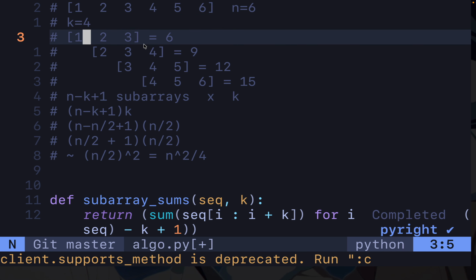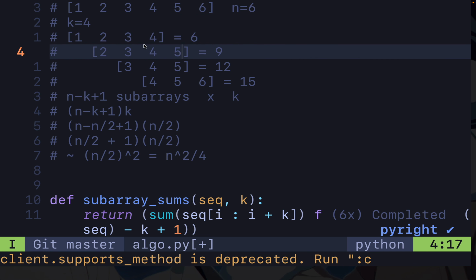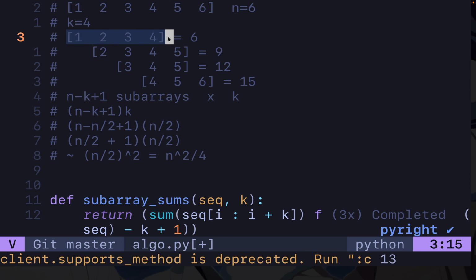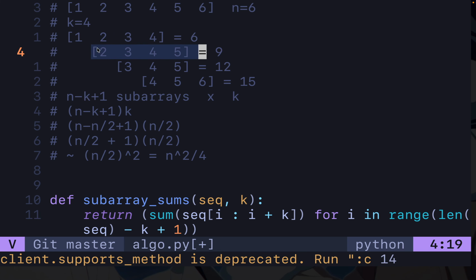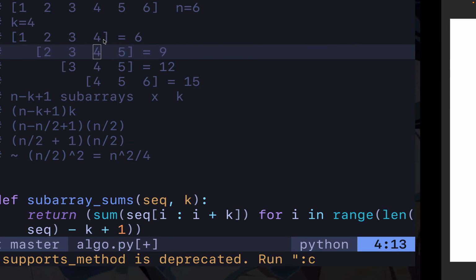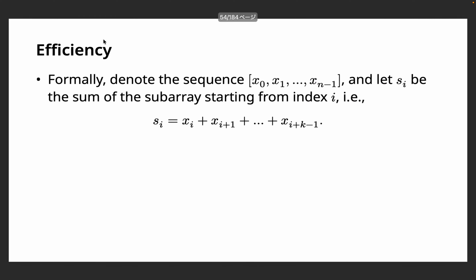If k was 4 instead, so this is 1, 2, 3, 4, then this is 2, 3, 4, 5, both this subarray and this subarray have this component over here, 2, 3, 4. So what that means is, formally, if you have some sequence, and you have some subarray over here, so this is your subarray.